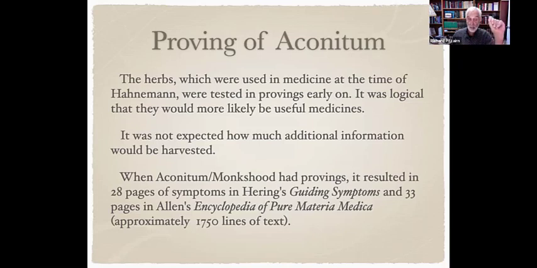And now, what came out of the proving of aconitum was 28 pages of symptoms in Hering's Guiding Symptoms, and 33 pages in Allen's Encyclopedia, which is approximately over 1,700 lines of text of symptoms. Can you believe it? Would that blow you away or what? It's like, oh my gosh, I didn't know it was going to be that much.